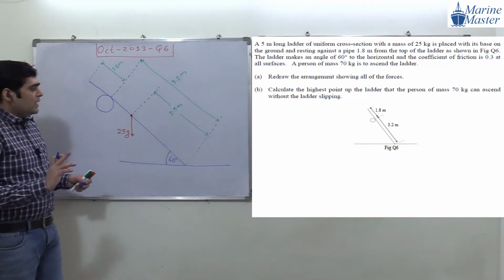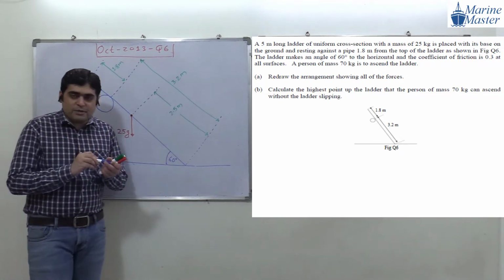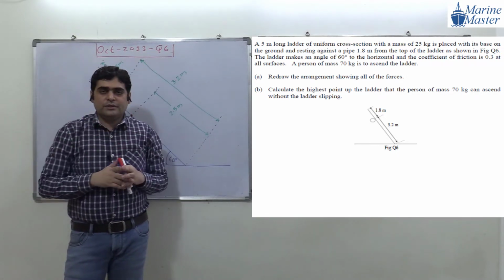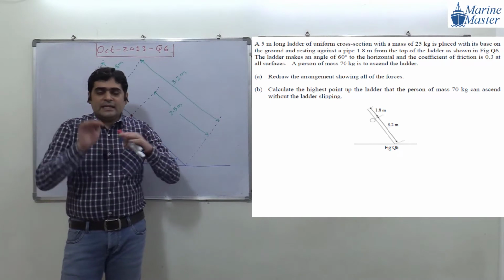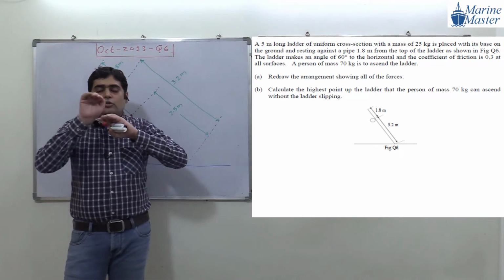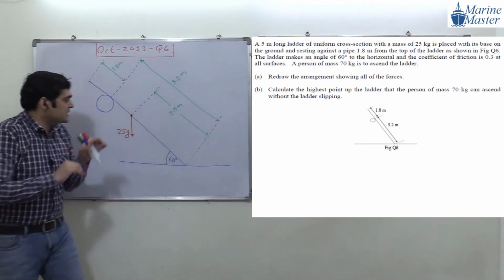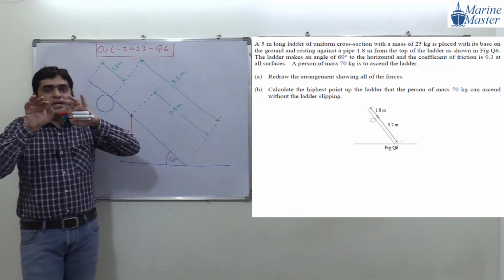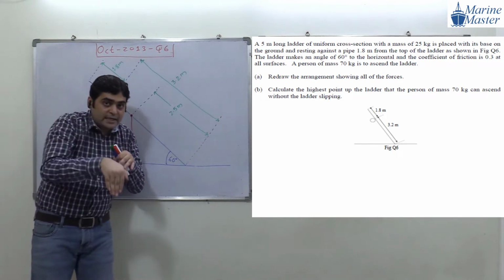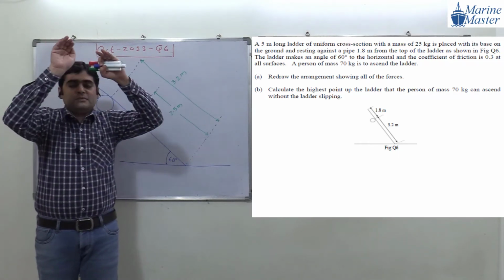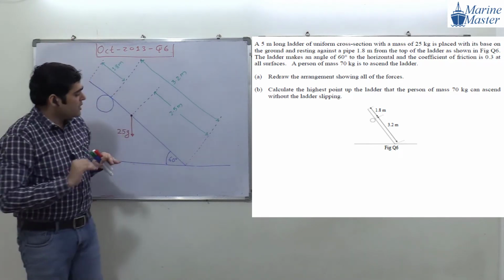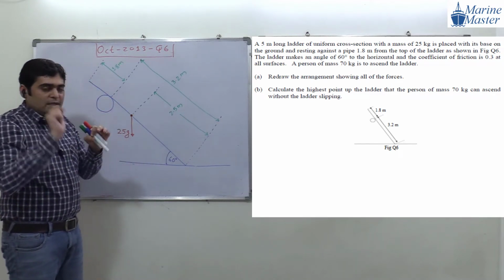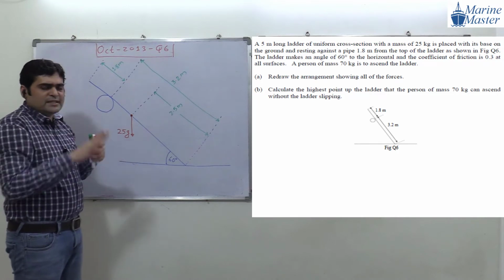Now there is a person. How much is the mass of the person, guys? Read the question. 70 kg. A person whose mass is 70 kg tries to ascend the ladder. Guys, there are two terms: one is ascend, another one is descend. Ascend means going up. So a person of 70 kg is ascending the ladder.